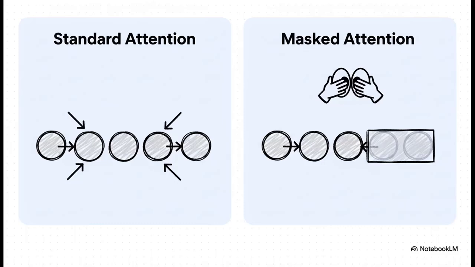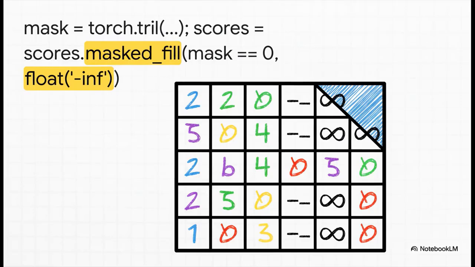But this masked version forces the model to only look at the words that have already been written. It can see the past and the present, but the future is completely off limits. And this is how they actually pull it off in the code.